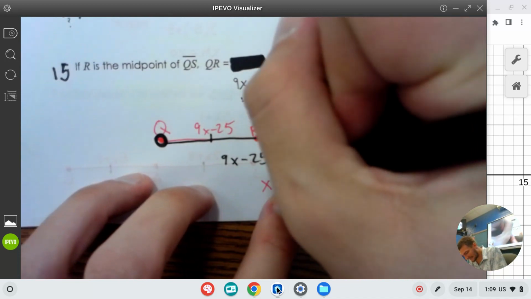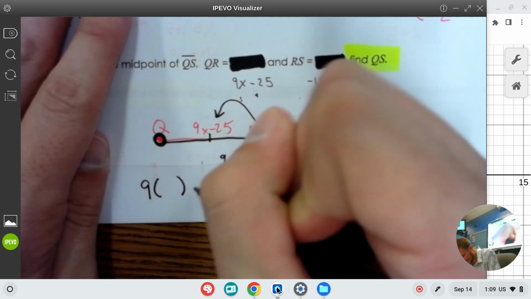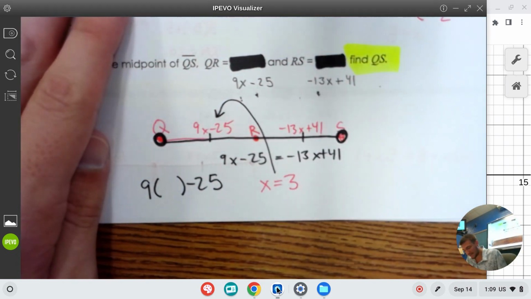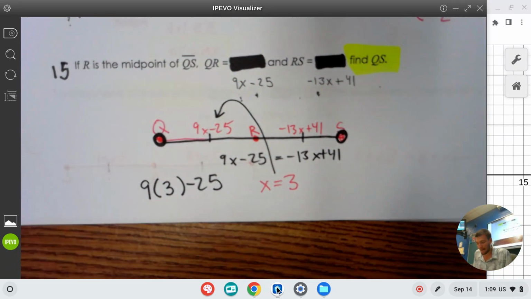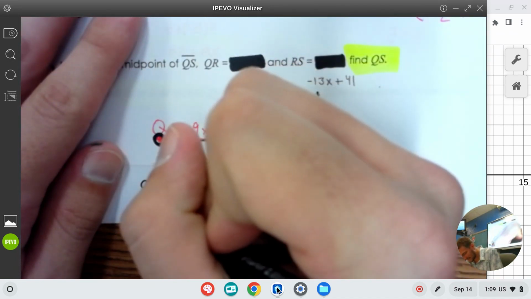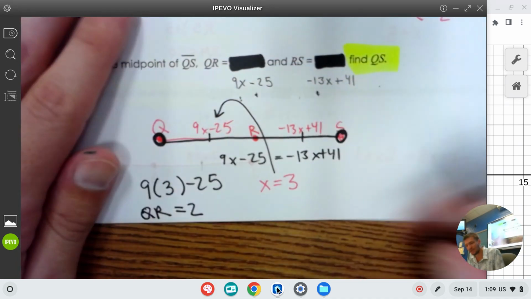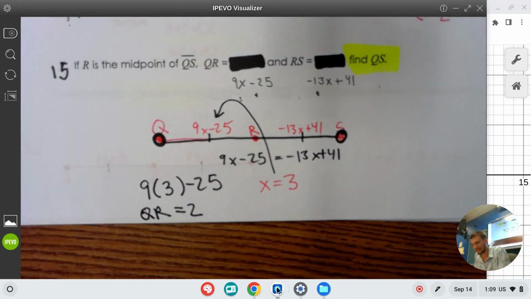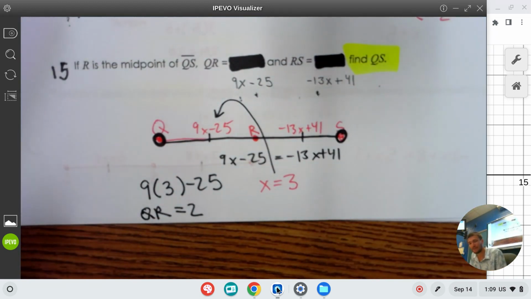Let's put the x over here into the left, okay? That would be 9 times x minus 25, and the x number is 3. And what's 9 times 3? 27. Minus 25? 2. So what I just found out is that QR, the left half, is equal to 2. Now, Zay, let me ask you this. Do I need to go figure out what RS is? Because it's the same thing, right? It's the midpoint. It's the same on both. RS is also going to be 2 because it's the middle.